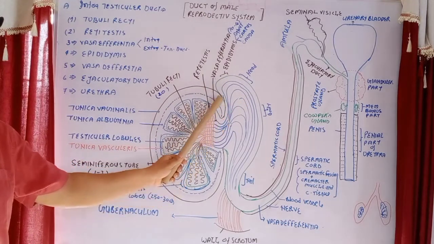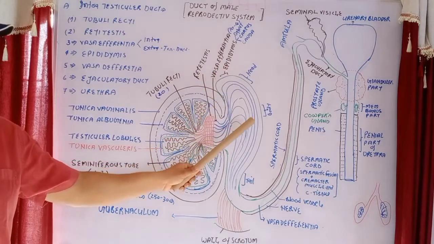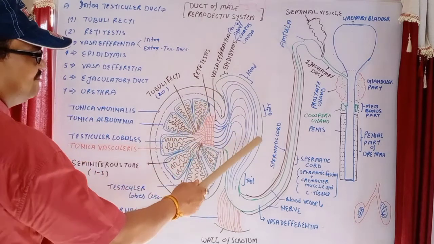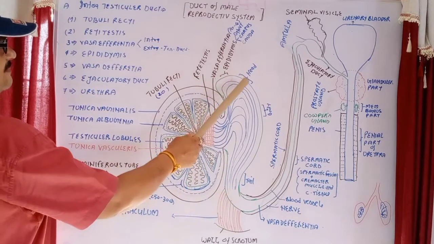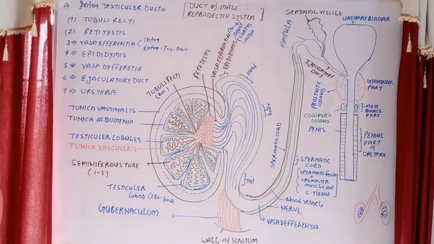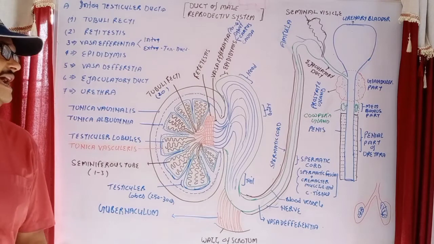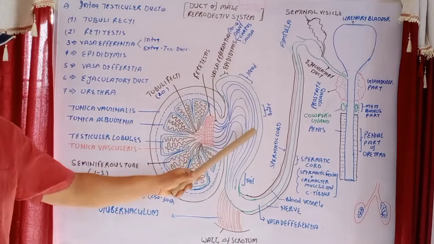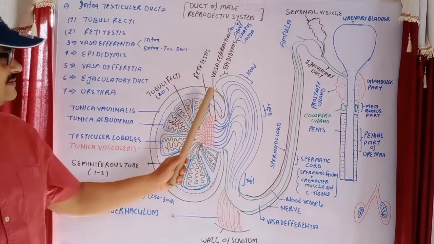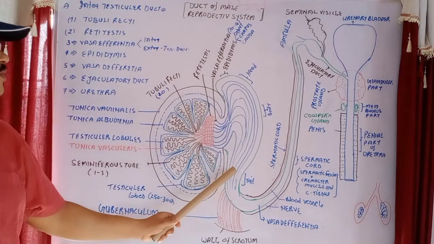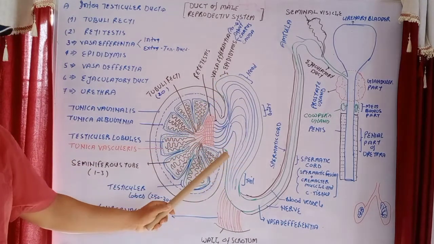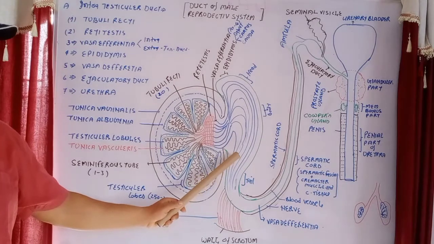The vasa efferentia which come out are united and make one very long coiled, folded tube that is known as epididymis. So this is the epididymis which is present here. In this way, you can understand that from this region, when it comes out, it makes the epididymis. This epididymis region is a much coiled, folded, long structure. In this epididymis region, sperm are stored temporarily.